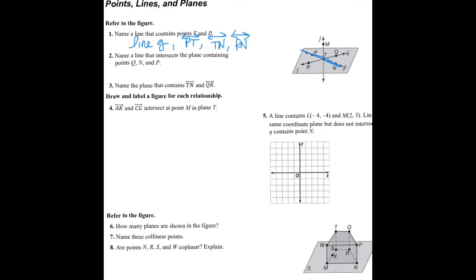Okay? Number two, name a line that intersects the plane containing points Q, N, and P. So the plane, what's the name of the line that intersects the plane? So the plane that contains those is plane S. And the only line that intersects plane S is line J. You see that goes directly through the plane. Imagine taking a flat piece of notebook paper and stabbing a pencil through it. That would be like that pencil. But we could also name that line by the two points, which would be line MT.